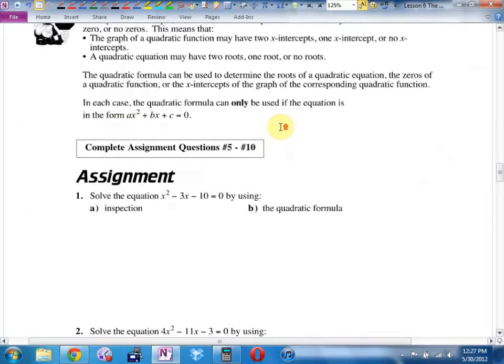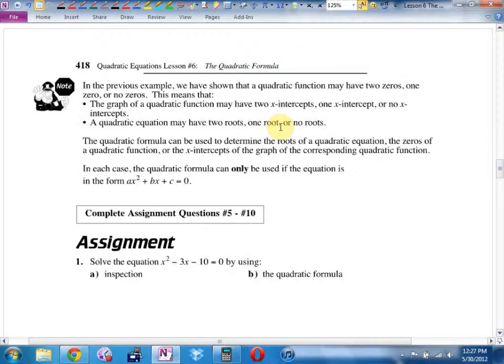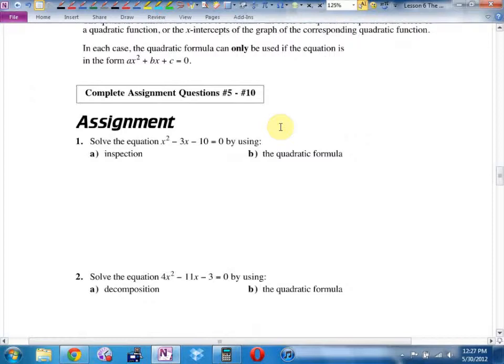Can you turn to assignment page 418, number 1? It says solve this by inspection and by the quadratic formula. This will actually factor, but I want to show you the quadratic formula also works. What kind of an equation is this? It's a quadratic. How do I know? It has a squared. Joel, is it equal to 0? Let's see if it will factor. Are there two numbers that multiply to negative 10 and add to negative 3? Then let's factor because that's faster.